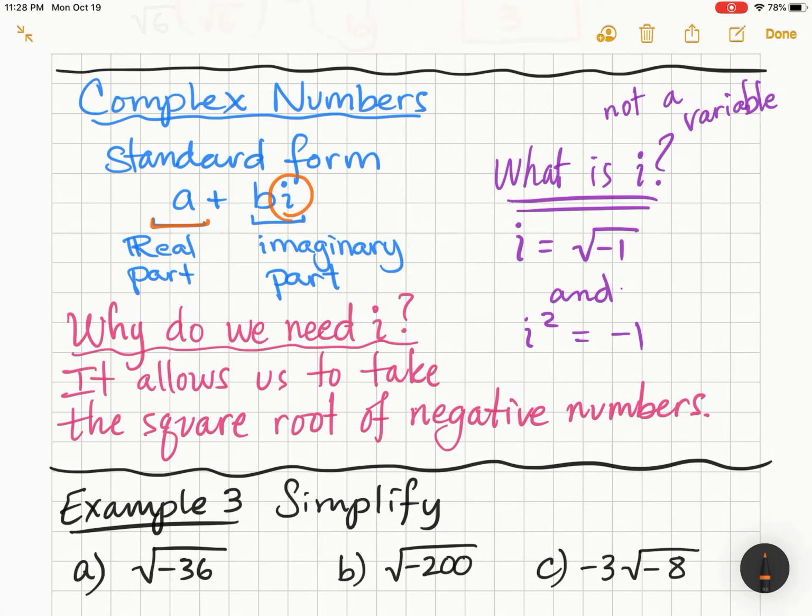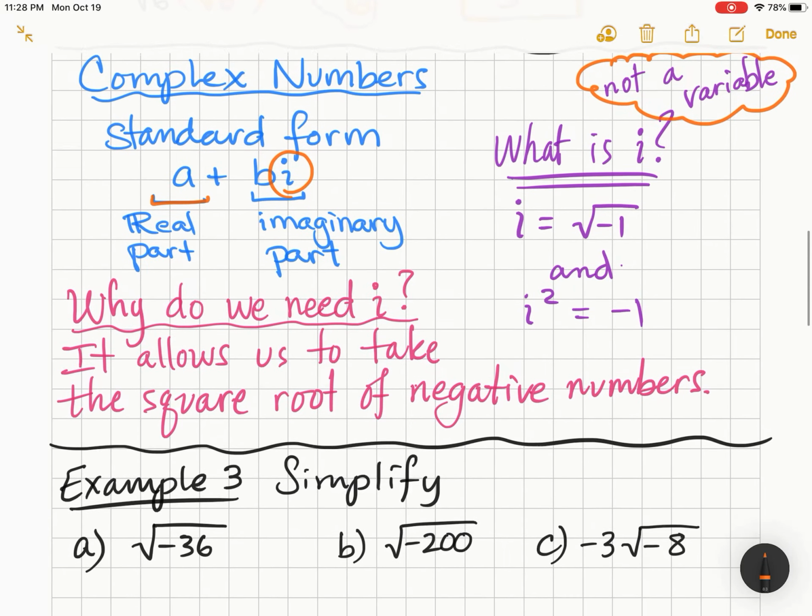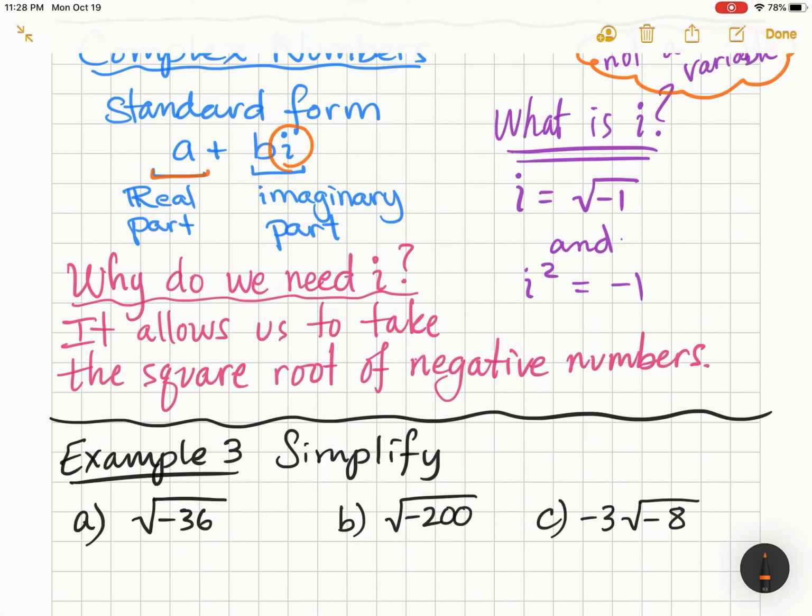So, what is i? The first thing I want to make sure you know is that i is not a variable. Sometimes it behaves like one, but a variable is in place of a number. i doesn't necessarily represent different numbers at different times. So it doesn't vary. It's not a variable. It has a value equal to the square root of -1. And if you square both sides, you get i squared equals -1. Both of these are going to be super helpful in simplifying our problems today.